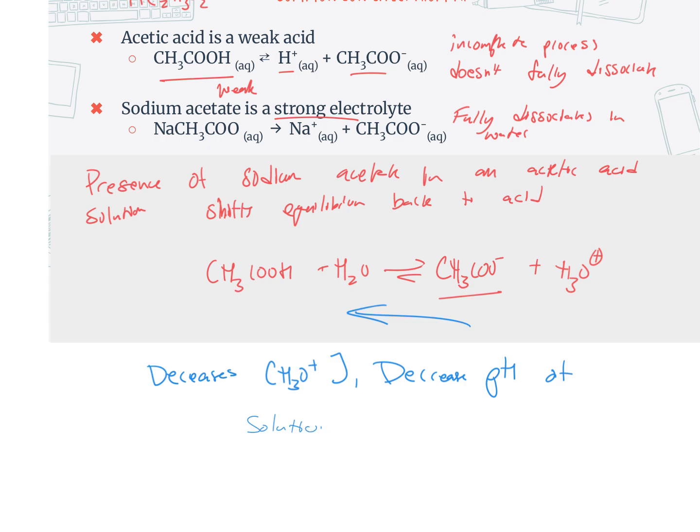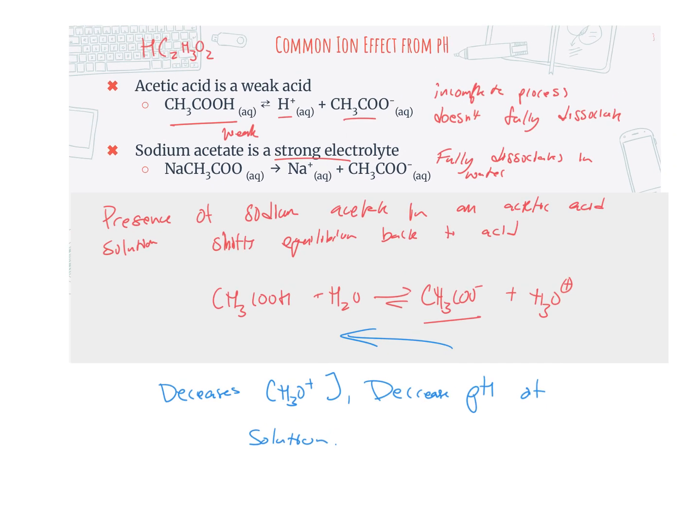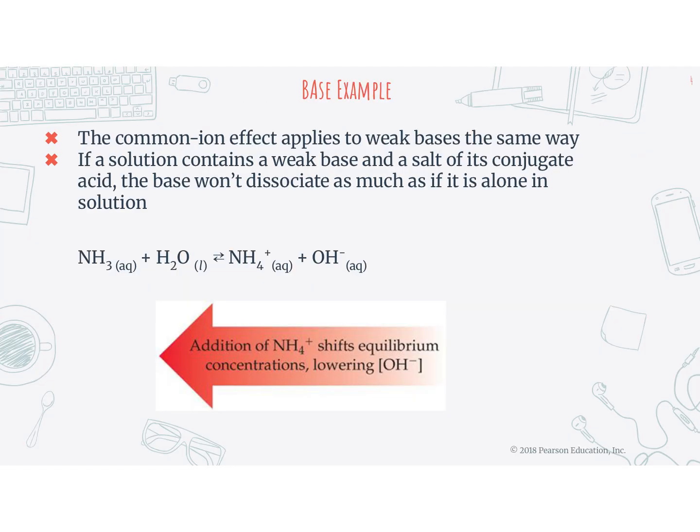And so this kind of goes back to what we were talking about, the common ion effect, where if you add more of one ion, it's going to essentially make it less soluble. In other words, if I add sodium acetate, this makes this acetic acid less soluble. It applies to weak bases in exactly the same effect.